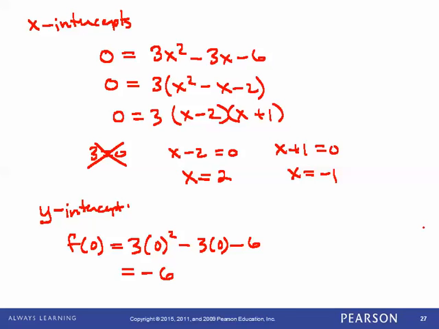Or can we just say it's the c value in a trinomial? The a value goes to 0, the b value goes to 0 because you're multiplying by 0. The c value is the only thing that's left. So y-intercepts are pretty easy to get in trinomial form.